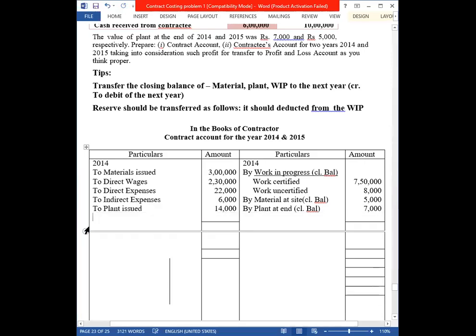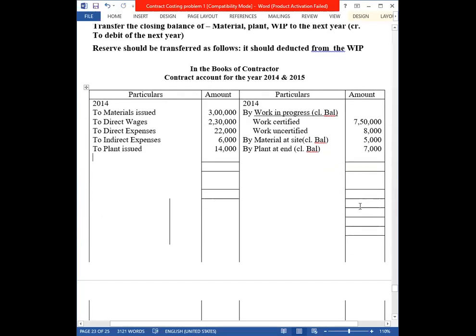I have extra columns, I'm going to delete them. Okay, done. Any doubt in this case, guys? Any doubt in this case?